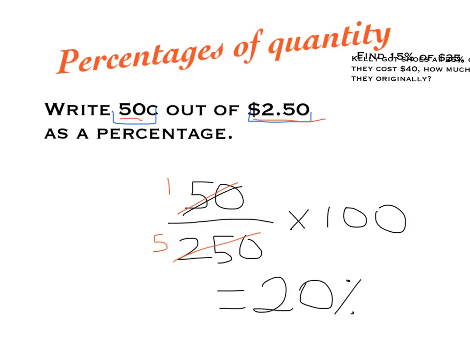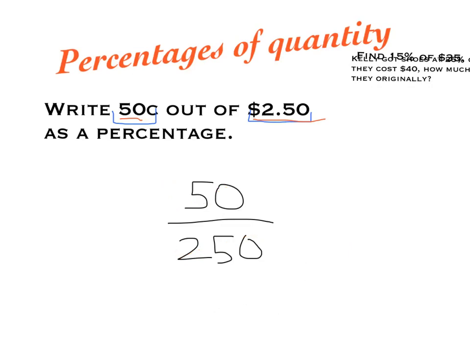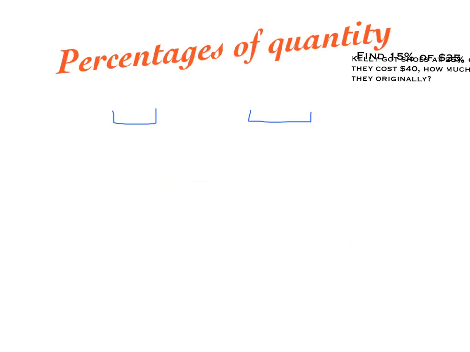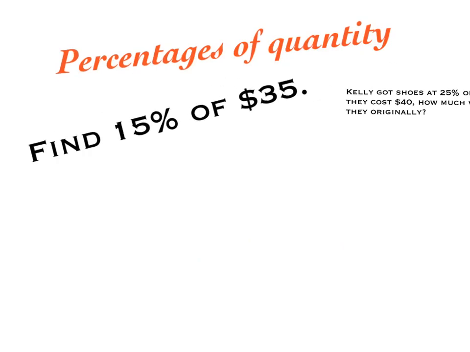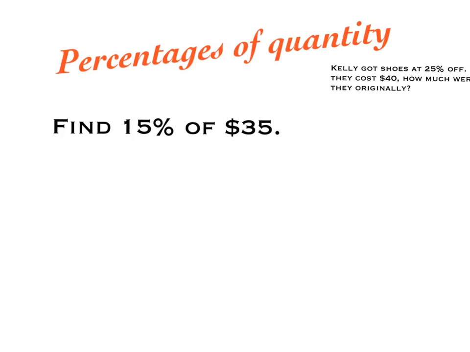Cool. So let's delete that example and look at the next example. This is taking a while. Oh, I've deleted everything. Whoops. Never mind. We didn't need that example anyway. Cool. Let's find 15% of $35.